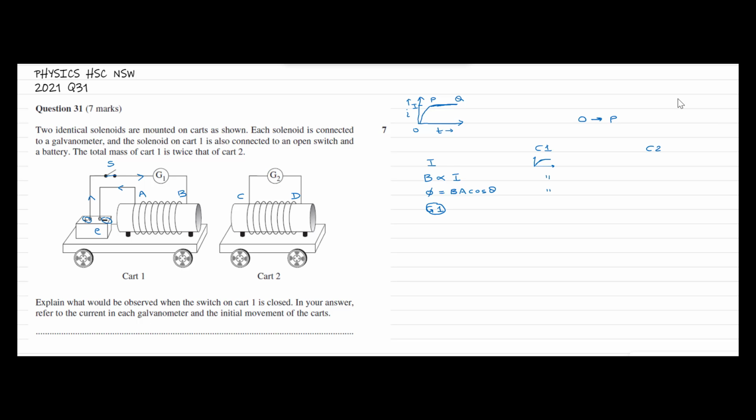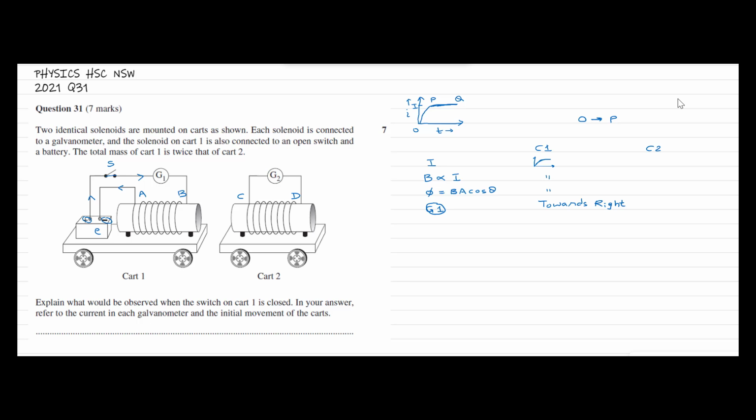Now if you see the deflection, there is no doubt that the deflection in the galvanometer will be towards the right. It will start from 0, and as the current reaches the peak, the maximum deflection will be at the peak, which is point P.